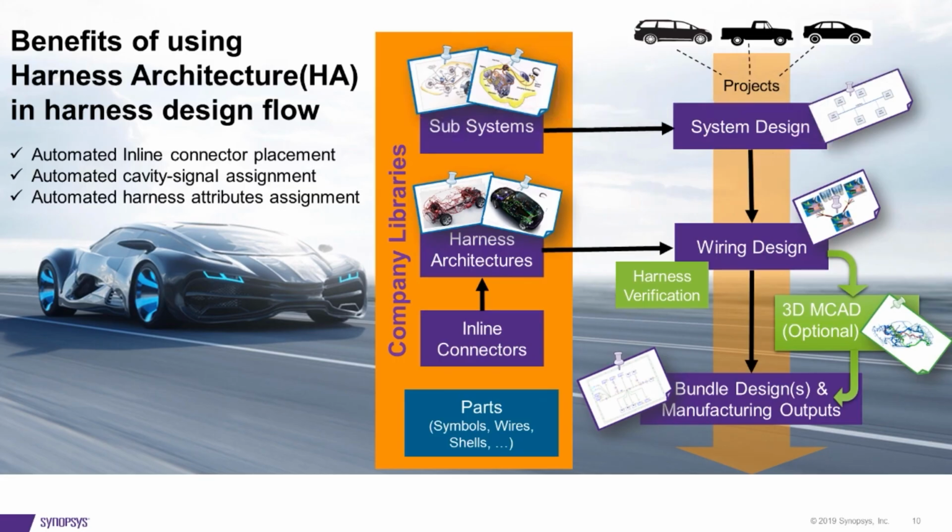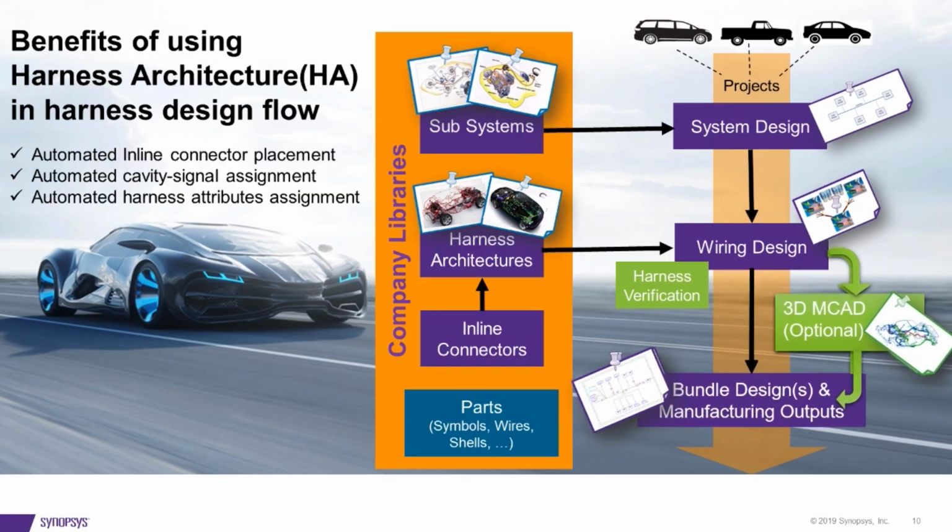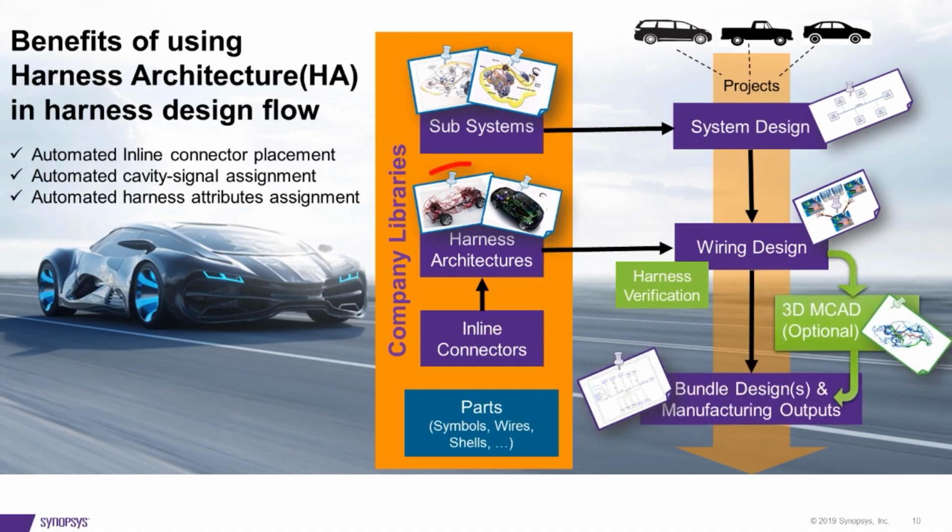The next step is to make the wiring design from the system design, where we do the harness partitioning and add the physical attributes. And finally, we make the bundle designs, which are production harness drawings, by using the associated wiring designs and 3D MCAD data. The new harness architecture feature in SaberES Designer helps to automate the manual tasks in the wiring design stage. When a harness architecture is imported into a wiring design, inline connectors are automatically placed in the wiring design, and their cavity and signal assignments are automatically done. Also, harness assignments are automatically made to all the wires, connectors, and splices in the wiring design.